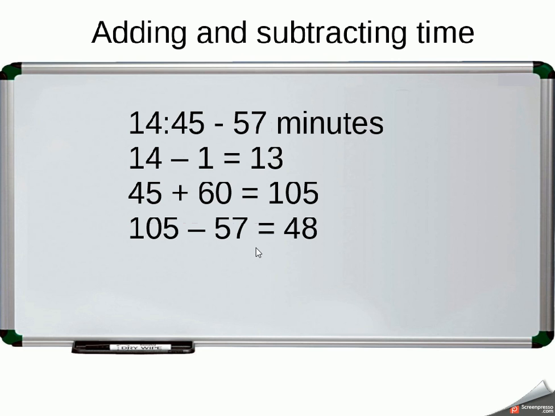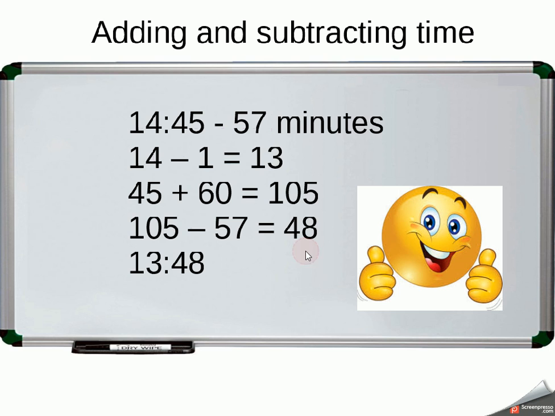From the 105, I can take away the 57, because the 105 is now bigger, giving me 48. And that tells me my answer, because the answer is going to be 13 hours and 48 minutes. So when you're taking away and the number we're taking away is bigger than the minutes in the second one, borrow 1 from the hours. That'll allow us to add 60 to the number of minutes we're working with. Do the subtraction, and then we're left with the number of hours, which is the original take away the number we borrowed, and the number of minutes left from the subtraction.